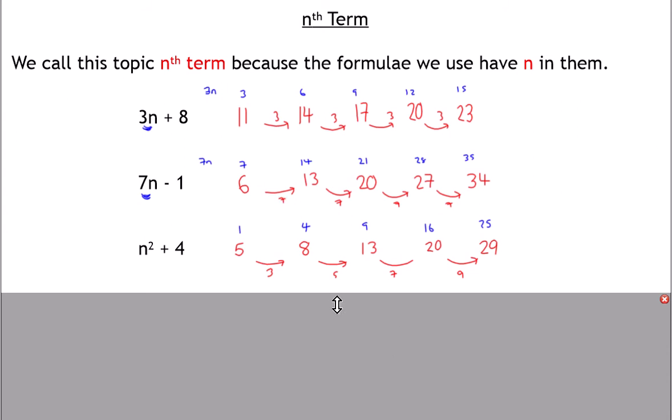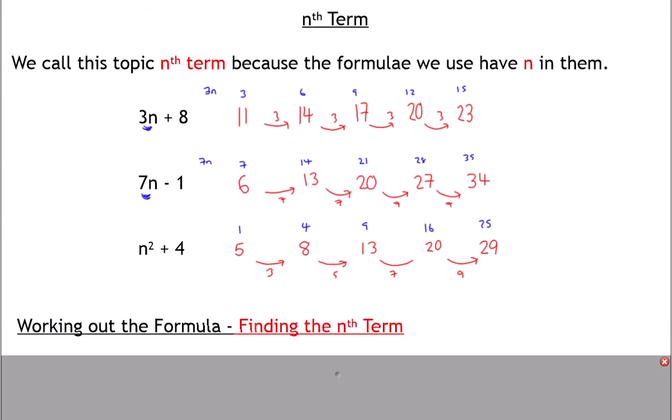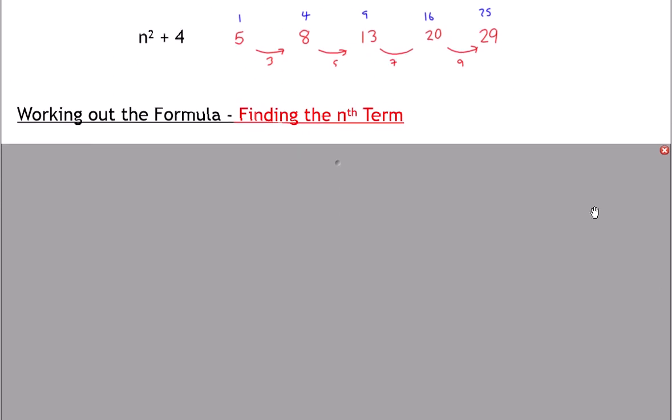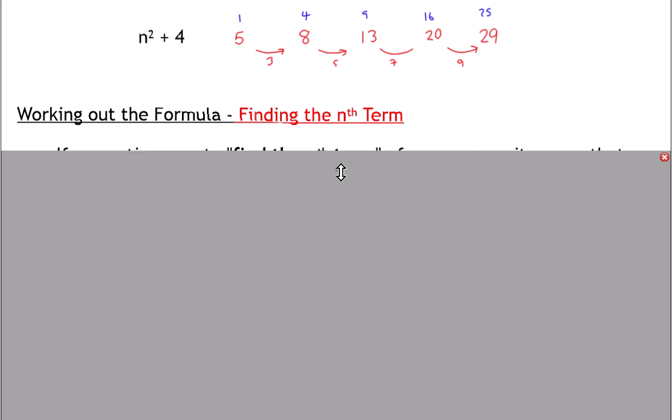Now what I want you to do is put a side heading, working out the formula. The posh name for that, if you were doing an exam, would be finding the nth term. So there's your side heading. I'm going to work backwards in this lesson. I'm going to give you the sequence, and you're going to work out the formula. But if you follow some easy steps, it's not too bad.